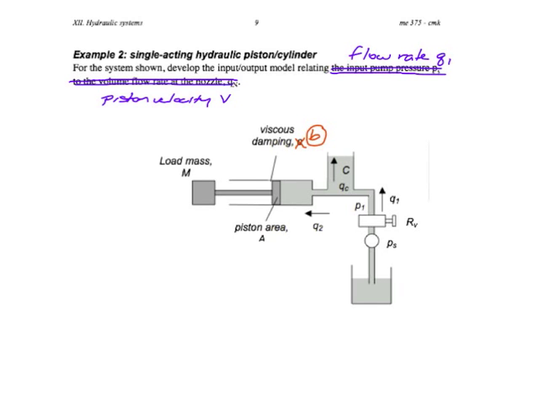Here in example 2, we're going to be looking at a hydraulic piston cylinder system that's shown here in the figure. What we're going to be interested in here, contrary to the in-error problem statement that I have here, is what we want to do is relate the flow rate Q1 coming out of the valve to the piston velocity V, where I'm going to be defining the velocity as being positive to the left like this.